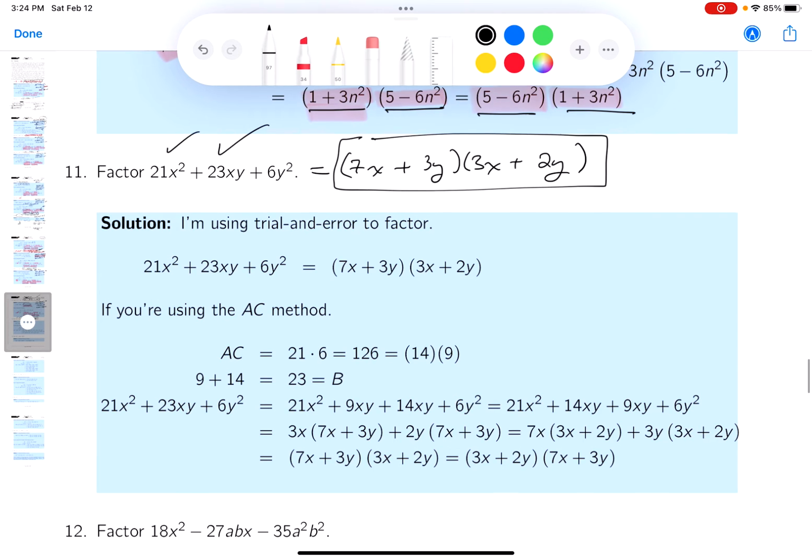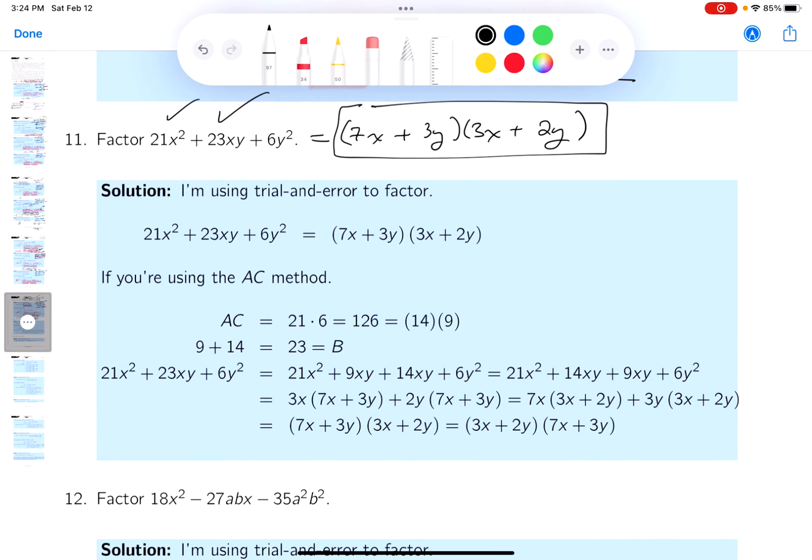All right? Now let's do the AC rule. I'll write that down for you. What's AC? Well, it's 21 times 6. What's 21 times 6? 126. What I have to find is two numbers that multiply together to give 126, and those same two numbers, when added together, would give you 23. A rather repetitious loop, by the way.